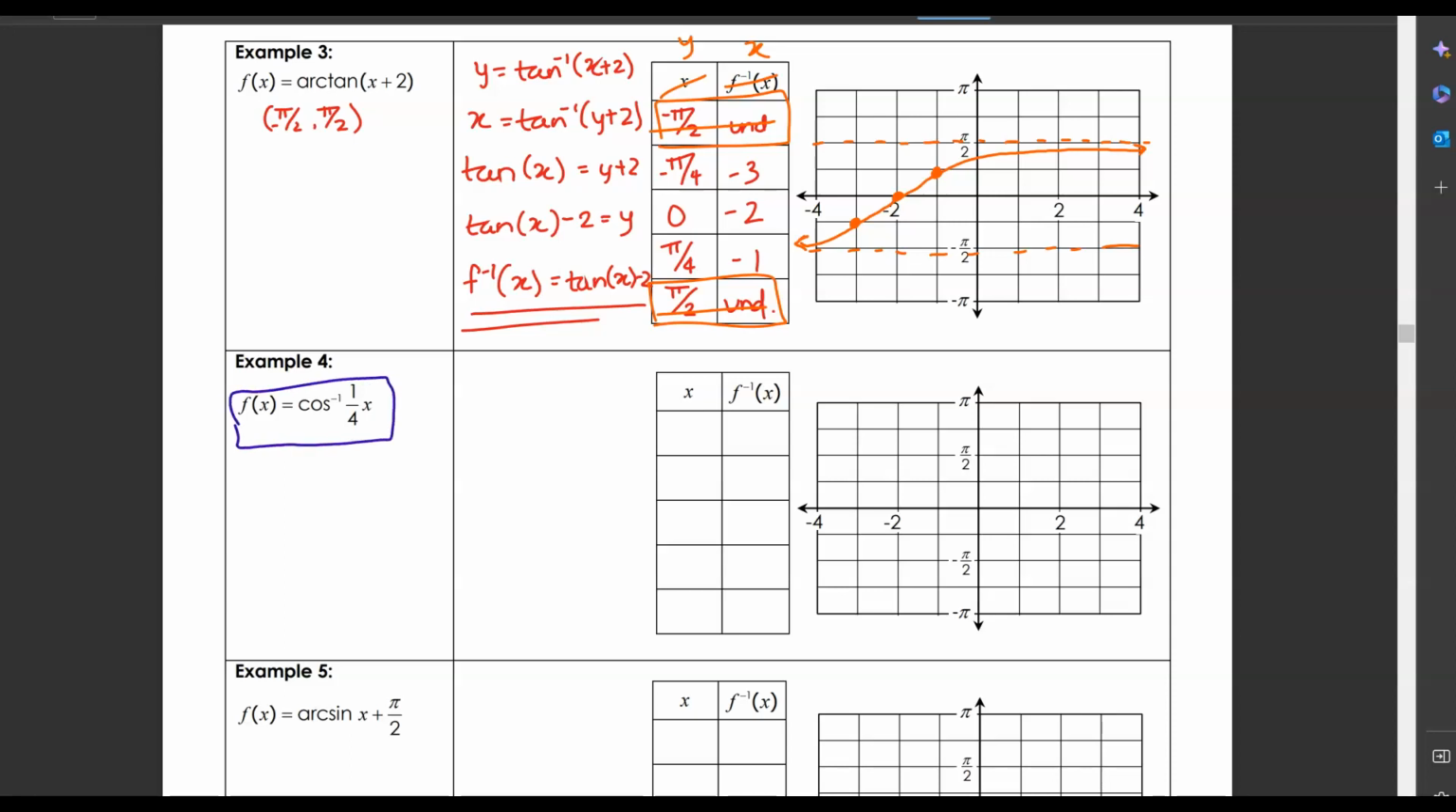Remember that when we look at cosine inverse, the range restrictions are going to go from 0 to pi. So when we start filling this out, we should be going from 0 to pi to fill that out. Go ahead and take a moment and try that out.